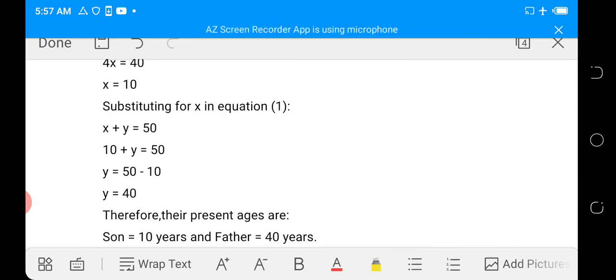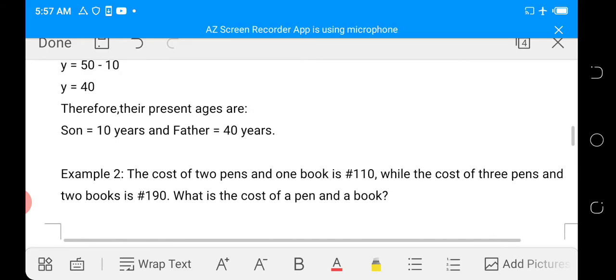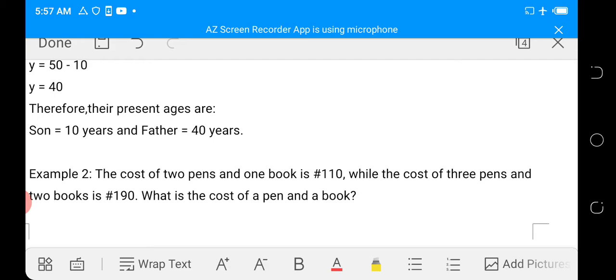The question says, the cost of 2 pens and 1 book is 110 naira, while the cost of 3 pens and 2 books is 190 naira. What is the cost of a pen and a book?